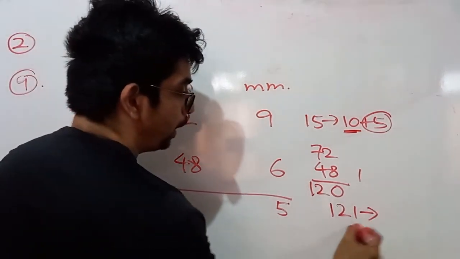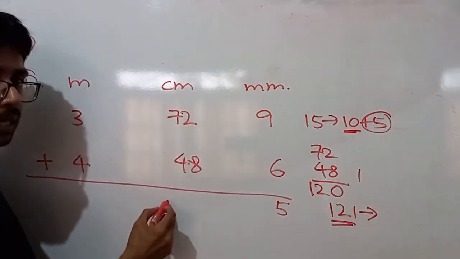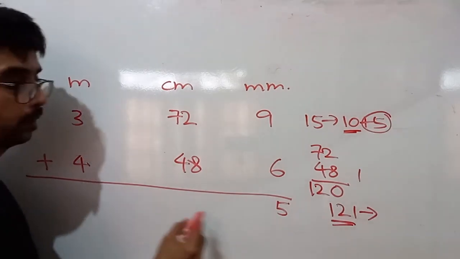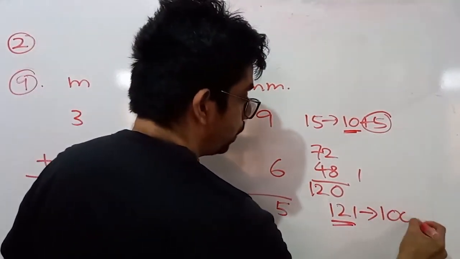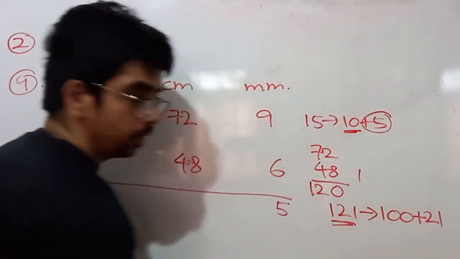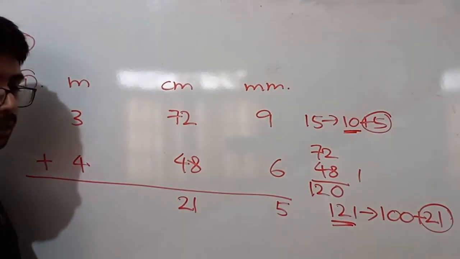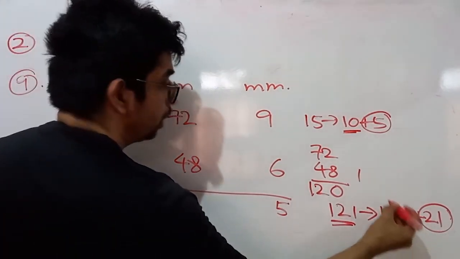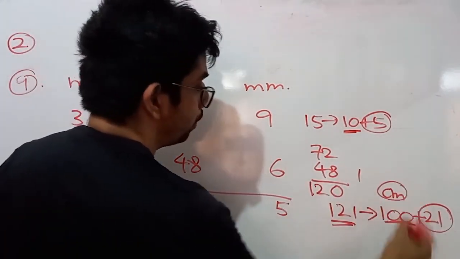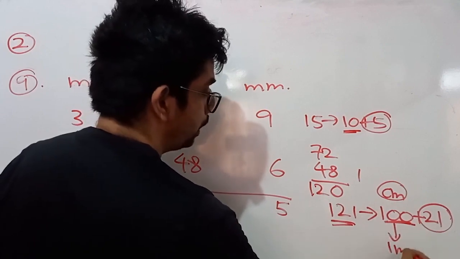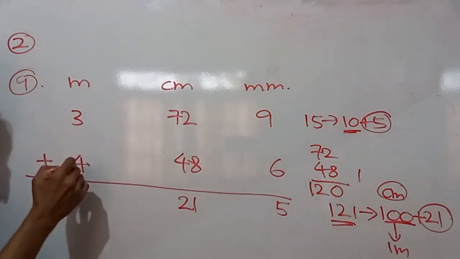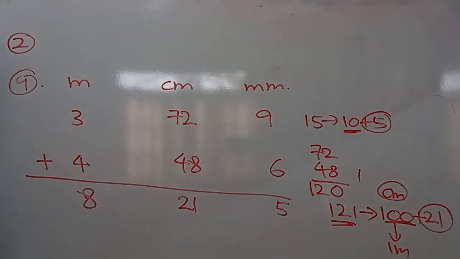So here also, we cannot simply write 121 under the centimeter column. We have to break this 121 into 100 plus 21. This 21 we can write under the centimeter column. This 100, which is centimeters, we have to convert it into what? Meters. Right? So 3 plus 4, that is 7. Add the 1, it becomes 8. So what will be the answer? 8 meters, 21 centimeters and 5 millimeters. Right.